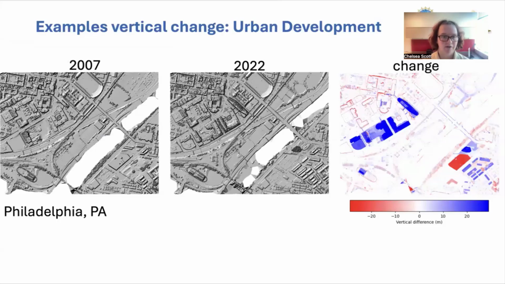Here we're looking at Philadelphia in 2007 and 2022. In red, we see a loss of a building, which was right here. And blue shows new buildings that were built between the two LiDAR acquisitions. This is really a case where vertical differencing is the correct type to see the change in vertical elevation from either new or removed infrastructure.